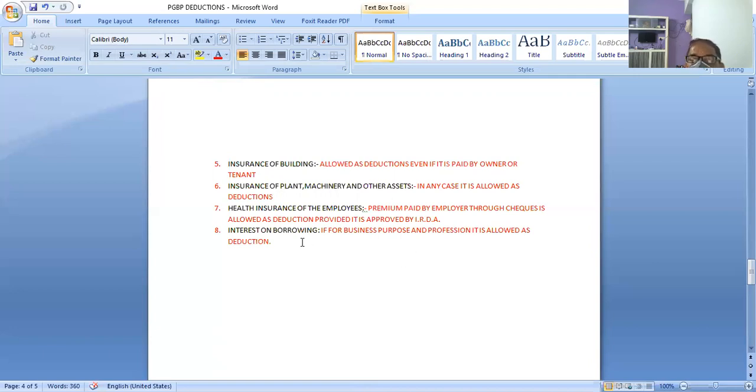Next, interest on borrowing. If you borrow a loan for business purpose and you are paying interest, maybe for profession or for business, it is allowed as a deduction. Suppose you are borrowing for your personal purpose, that interest is not treated as business expenditure, or that is disallowed. Only the amount used for business purpose, in that case only, the interest can be claimed as deduction. Personal use, no. You cannot claim deductions on interest payment. Okay, this is over.